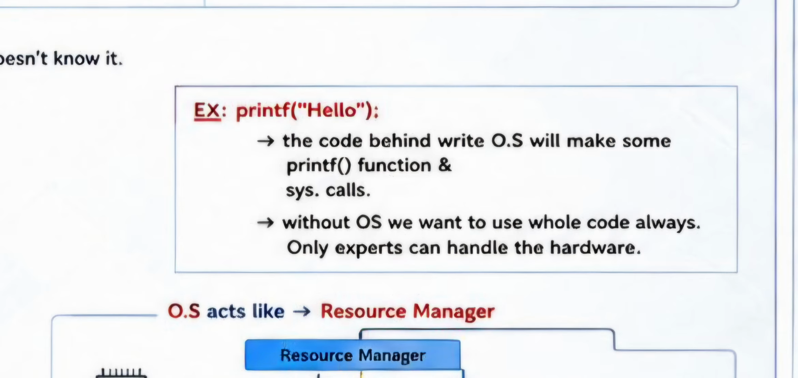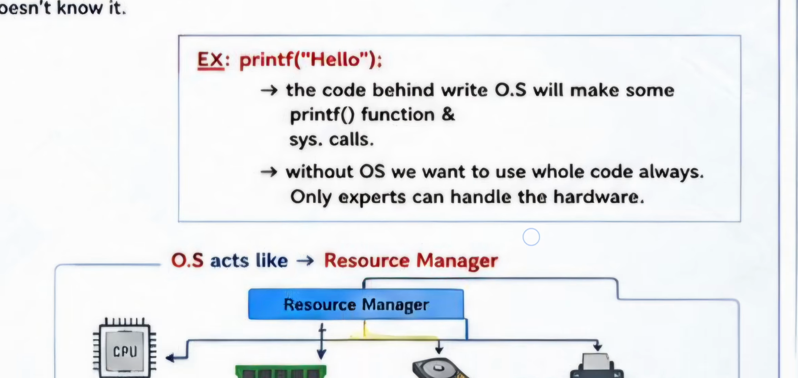Without an OS, if you had to write the whole code every time, it would not be possible for us. Only experts can handle that hardware. The role of the OS is that it makes access to hardware easy for the user. Now, coming to the functionalities of an operating system.